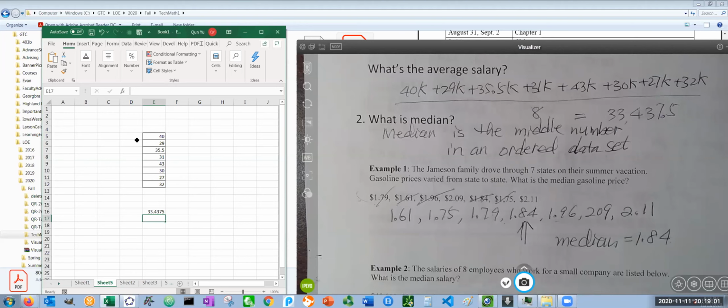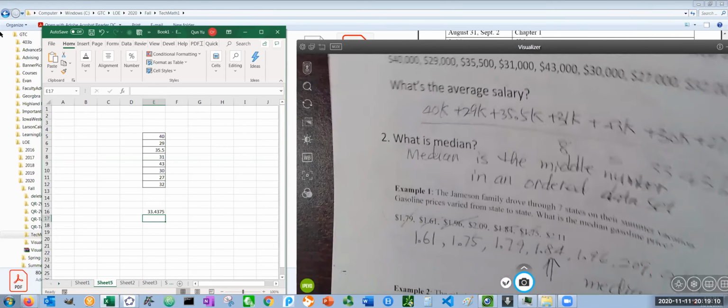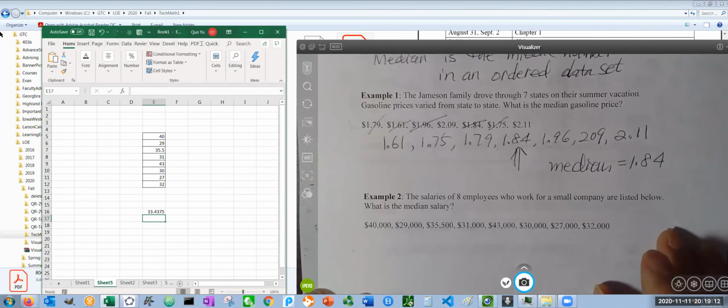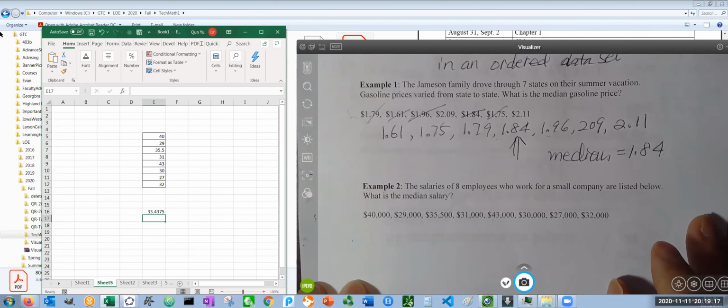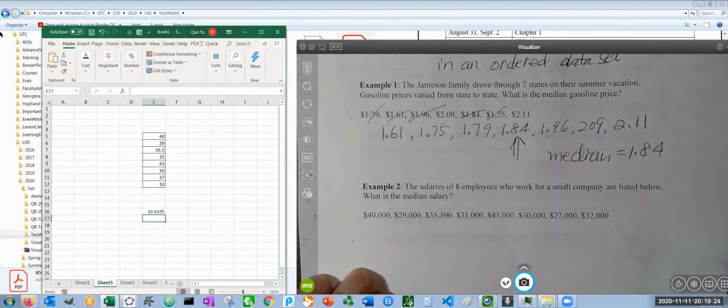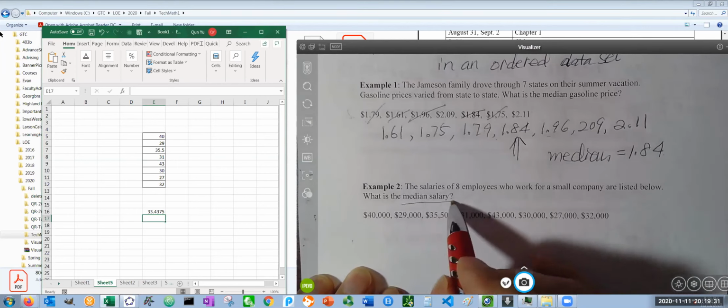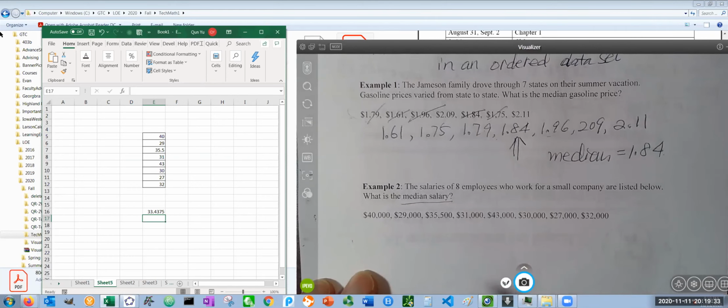Later on, we come back to another example of why we can use median to measure the average, and I'm going to show you with a data set. But for now, let's move on to the next example. The salaries of 8 employees who work for a small company are listed below. So basically it's the same data set as when we calculated the simple average, but this time we calculate the median. So now we are going to line them up again.